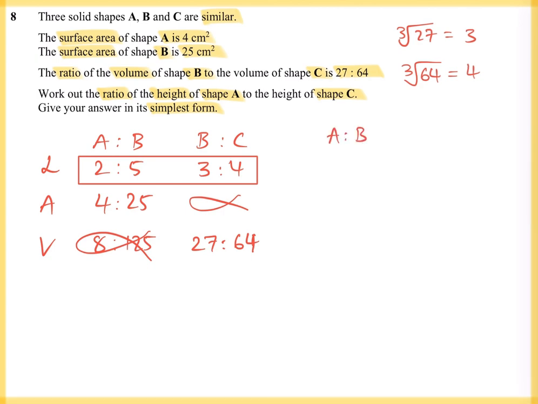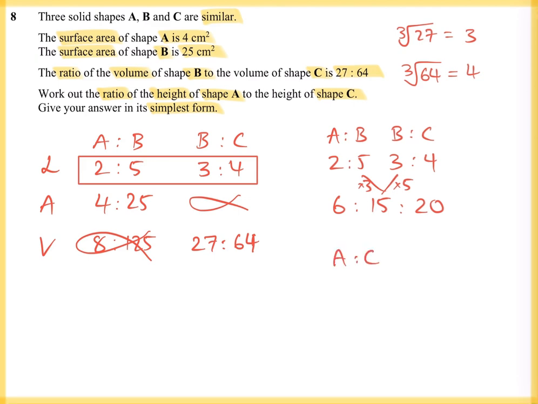So A to B, so 2 to 5, 3 to 4. So the common multiple, the lowest common multiple actually, it says 15 here. So times by 5 times by 3. So that means we need to multiply the 2 by 3 as well. So that's going to be 6 to 15. 4 times 5, that's 20 here.